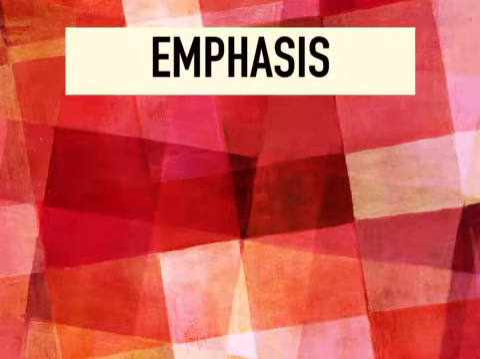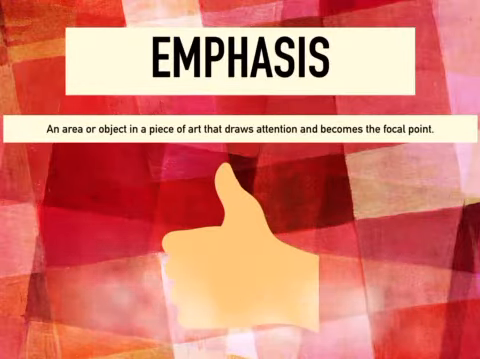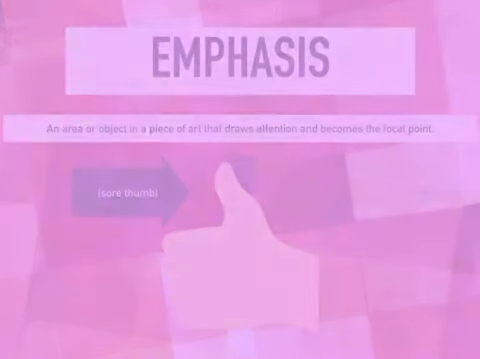Now we're going to talk about emphasis. Emphasis is an area or object in a piece of art that draws attention and becomes the focal point. In many, many works of art, this is going to stick out like a sore thumb. Here's an example. You have all these burgers in this image. None of them stick out from each other because they're all green, they're all the same size, and none of them stick out from each other.